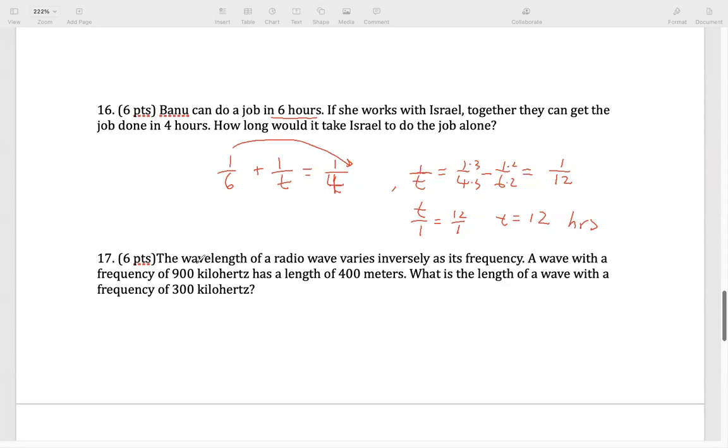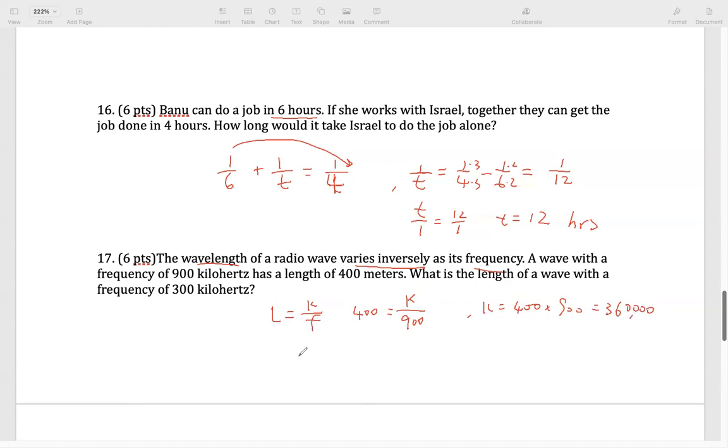Let's see 17. The wavelength of a radio wave varies inversely. So this is a keyword, right? So the wavelength, let's use L, equals K divided by its frequency, F. A wave with frequency 900 has a length of 400. So that means K equals 400 times 900. This is 36 followed by 4 zeros.